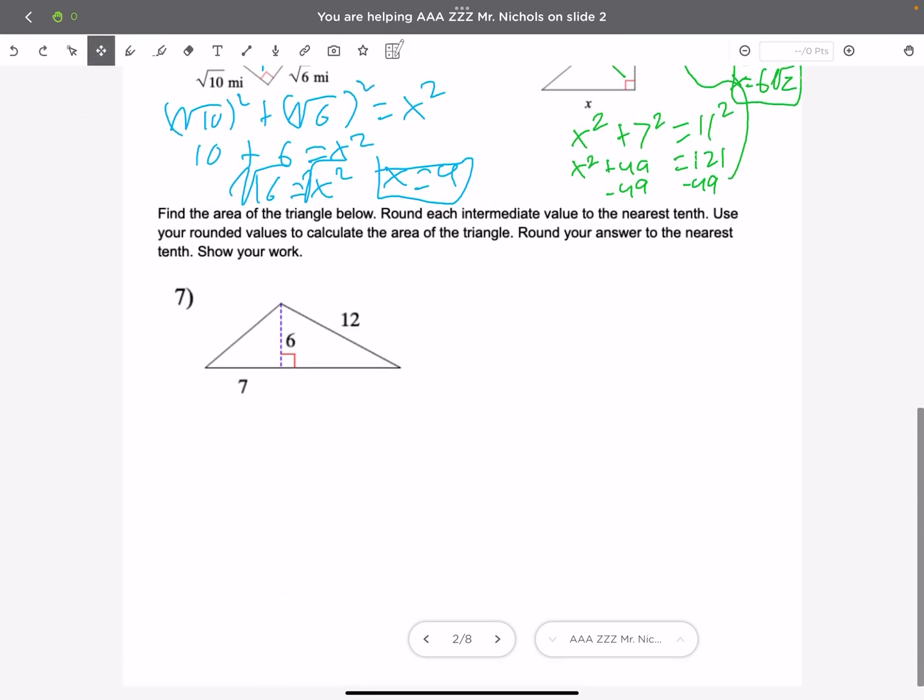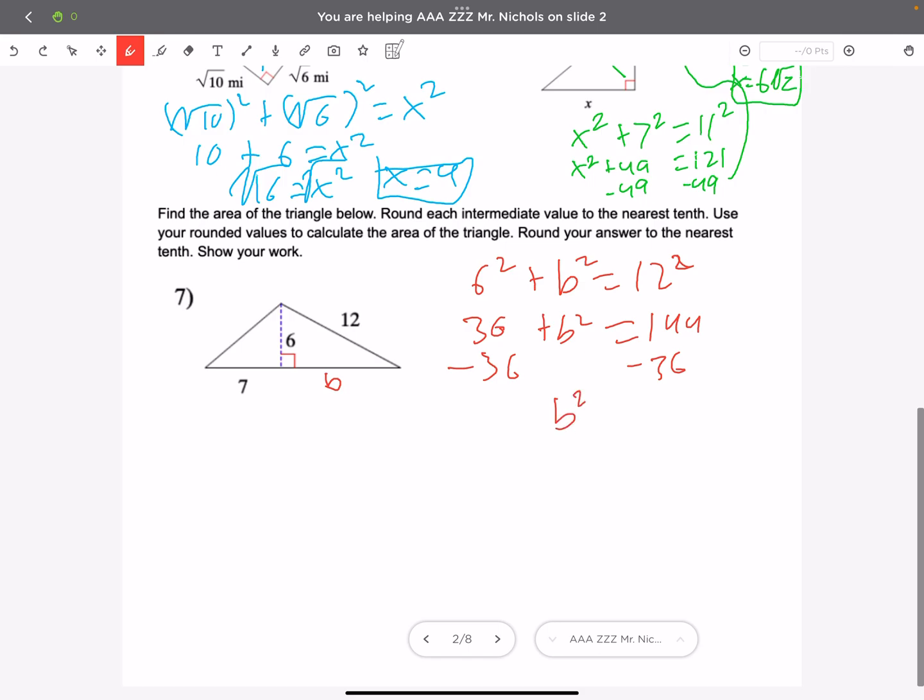All right, last one. Find the area below. Round each intermediate value to the nearest tenth, and then round your final value. So we really only need to find one thing, which is this base b. And notice that that's a leg. So I would do 6 squared plus b squared is equal to 12 squared. That is 36 plus b squared equals 144, minus 36 minus 36. And I get b squared is equal to 108. Square root, so b is equal to the square root of 108.